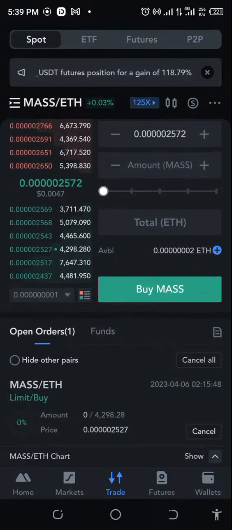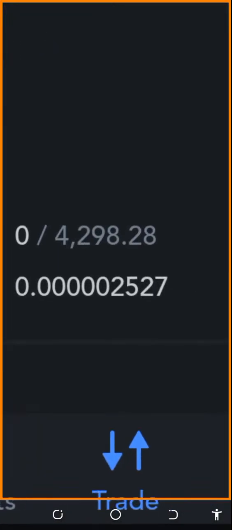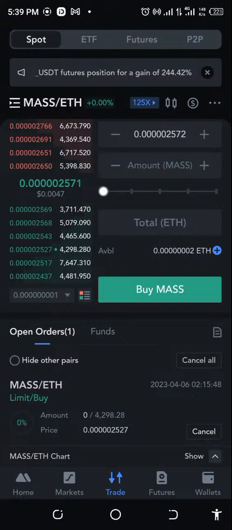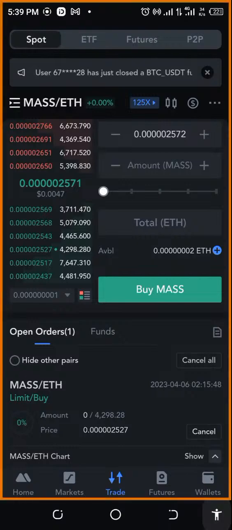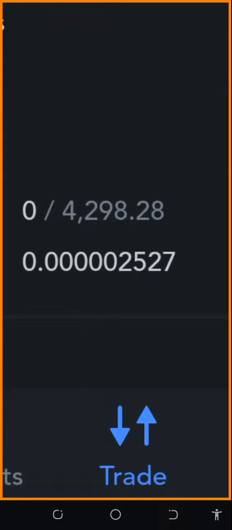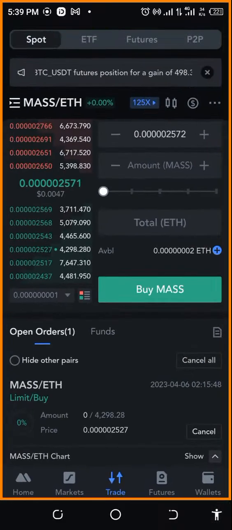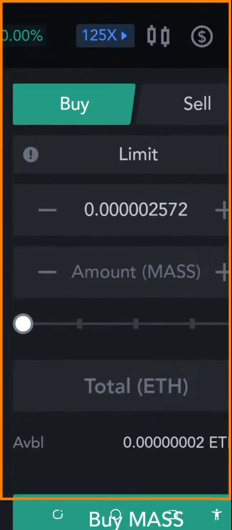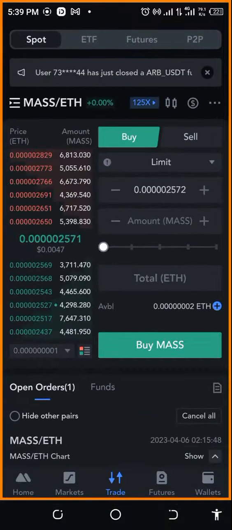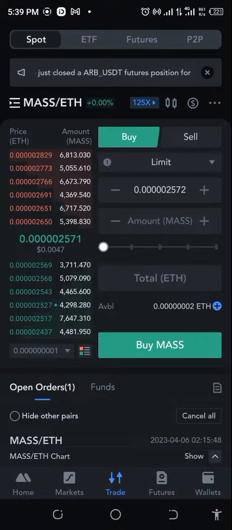So I'm going to have to cancel this, because if I try to sell it, look at the price right now. This was the price where we fixed it to buy our MASS, 0.00002527. The price right now is 2572. Well, it looks like we've been stuck. It's been up and down, to 2550, 2540, 25. It's just been hovering.